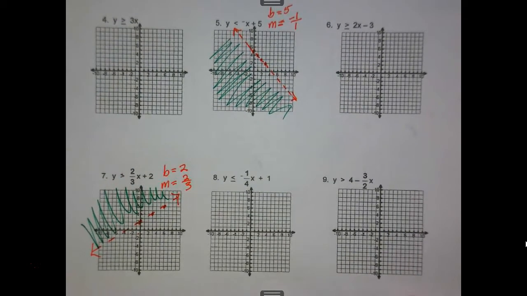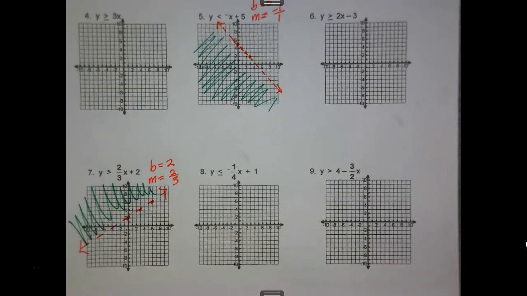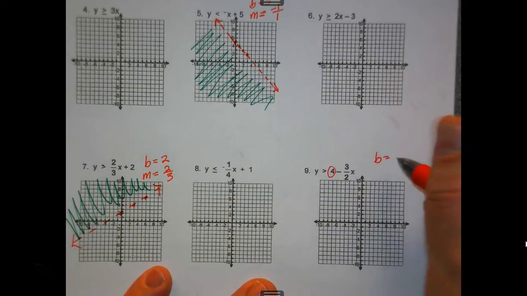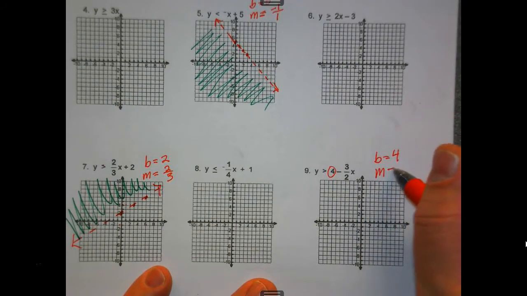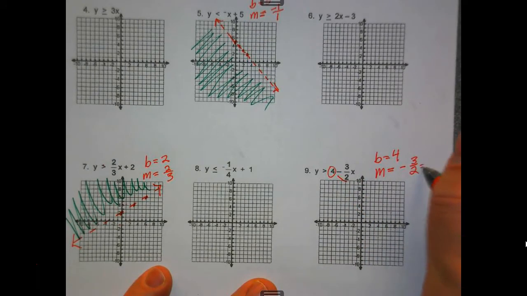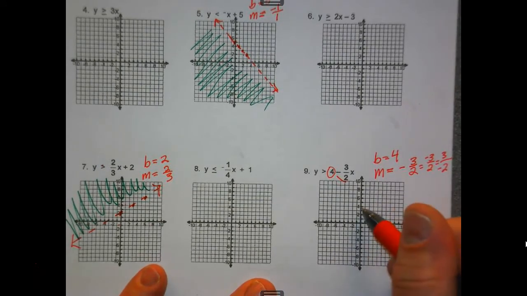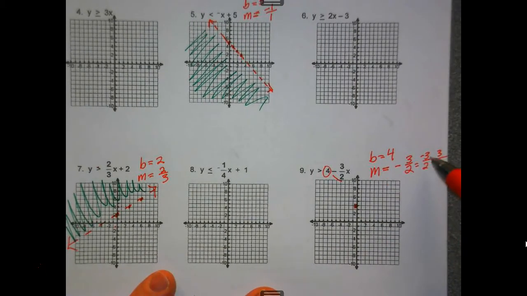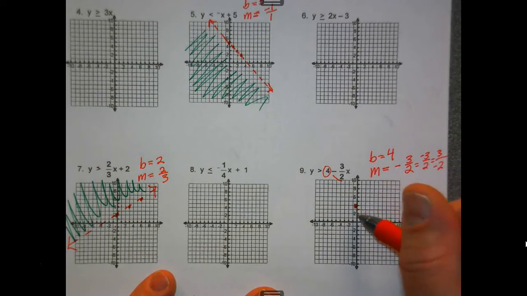Number 9, be careful, they're trying to trick you here. My y-intercept is 4. My slope, negative 3 halves. Now that negative can go with the 3 or it can go with the 2. So y equals 4 there. Let's go down 3 over 2. Down 3, to the right 2.